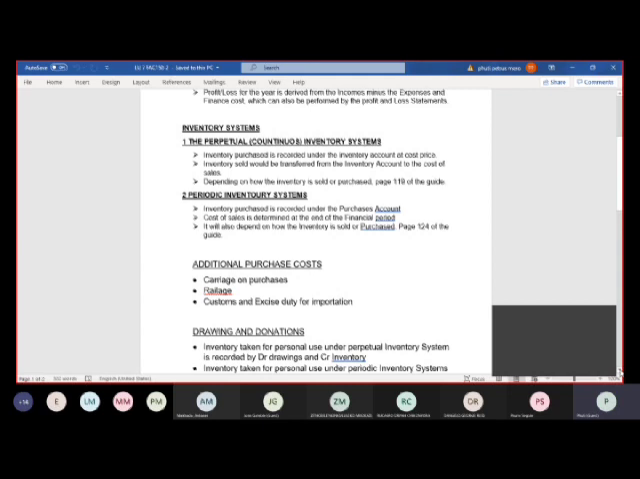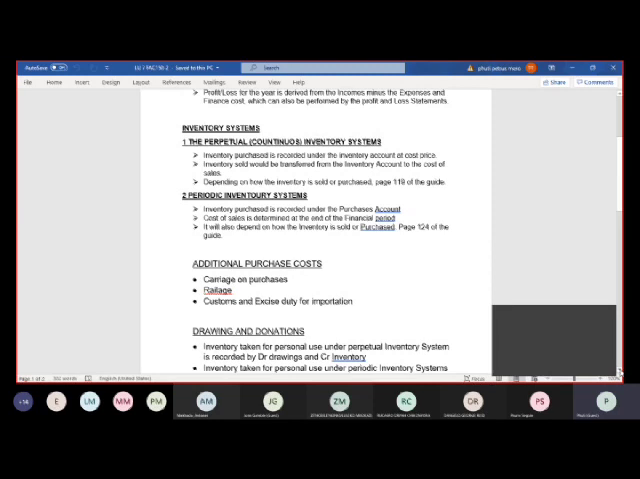And we've got the periodic inventory system. The inventory here is recorded under the purchases account, and the cost of sales is determined at the end of the financial period. So you also need to go to page 129 of the study guide. But here's the thing when it comes to the difference between the perpetual and the periodic inventory system. The one we are forced to open is called the inventory account, and the other one we are forced to open is called the purchases account.